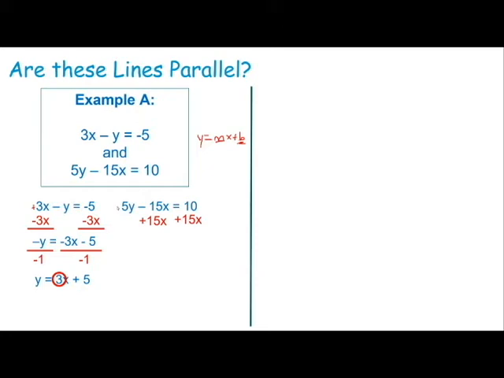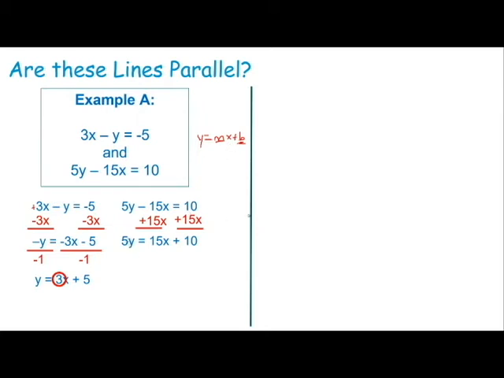We add 15x's to both sides. Notice negative 15x plus 15x makes a 0. 10 plus 15x gives me 15x plus 10. Notice once again, I could have written it as 10 plus 15x, but addition is commutative. And in this case, we want the x to come first because of our pattern.